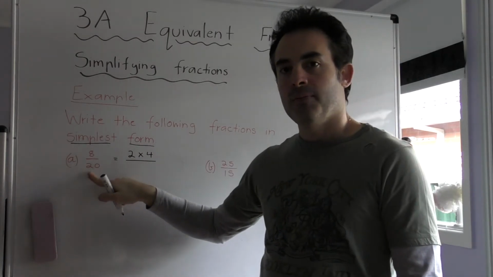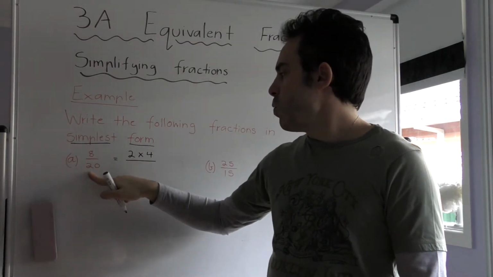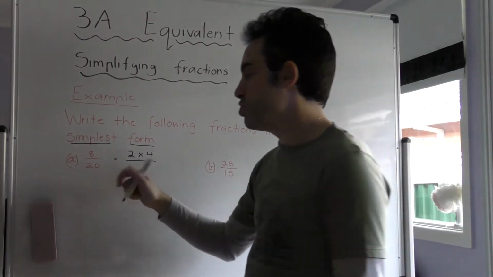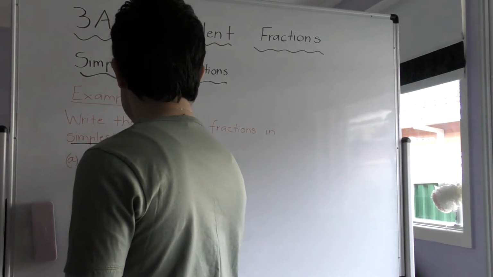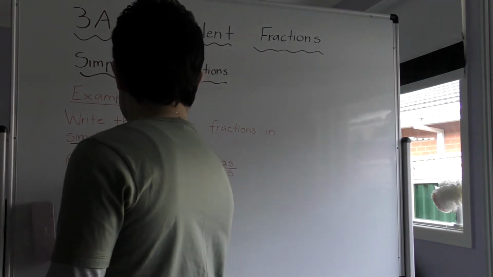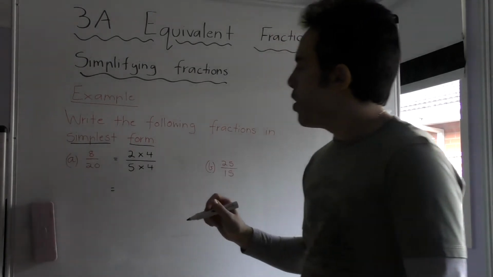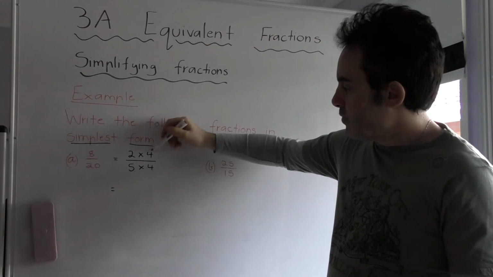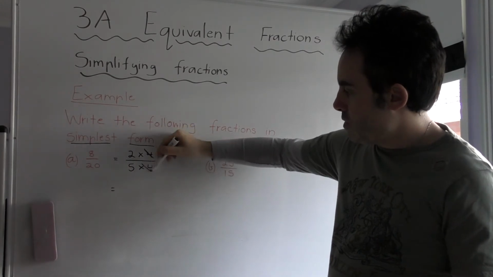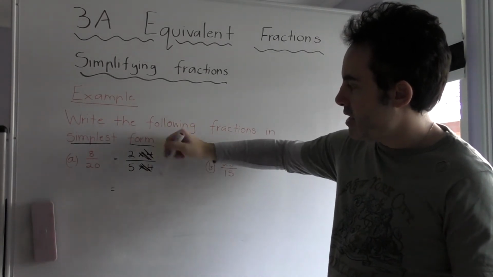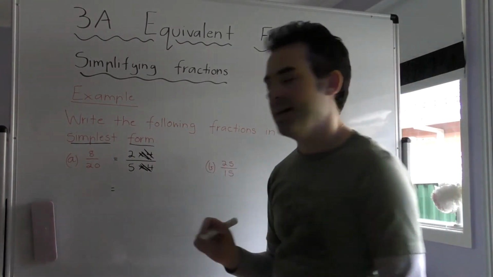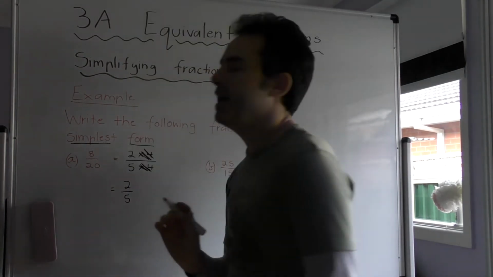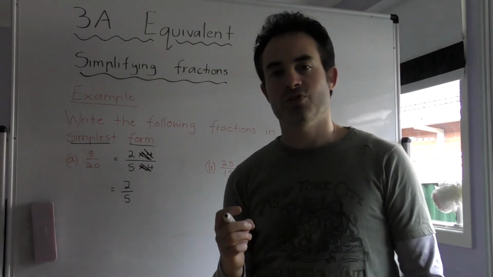Over here, I think to myself, okay, what times 4 is 20? I know that 5 times 4 is 20, so then I write down 5 times 4. Now what you can see here is that this 4 and this 4 are going to cancel out, and you're going to be left with 2/5. So that's my answer. See how that gives you your answer straight away without going through all those extra steps.